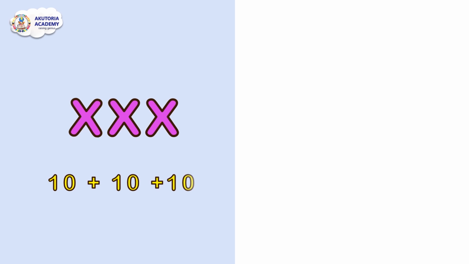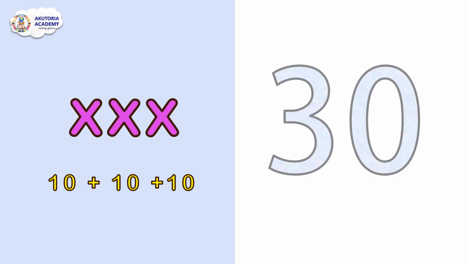XXX. So we have 3 X's, and 3 X's is 10 plus 10 plus 10. And 10 plus 10 plus 10 is 30. So XXX in the Roman numeral stands for 30.